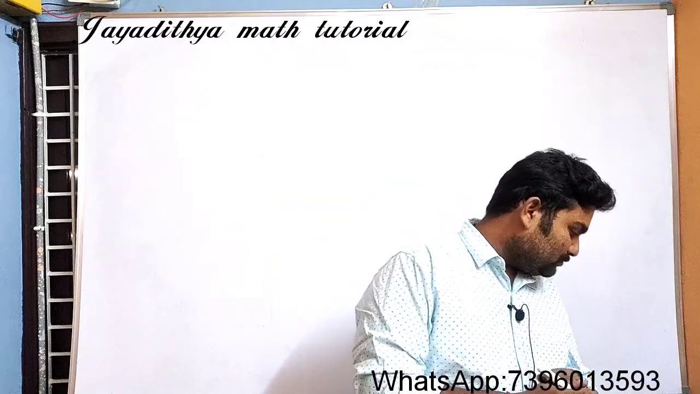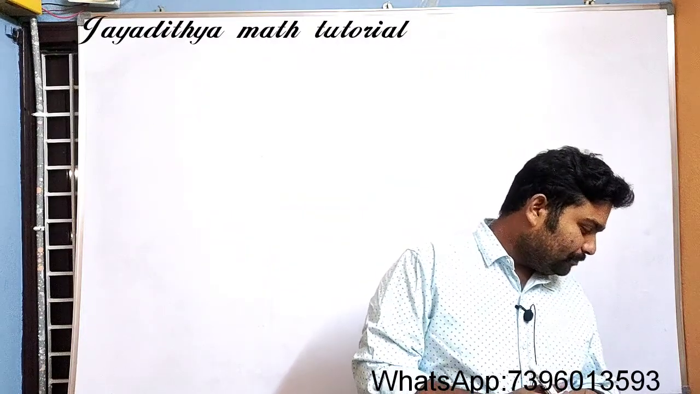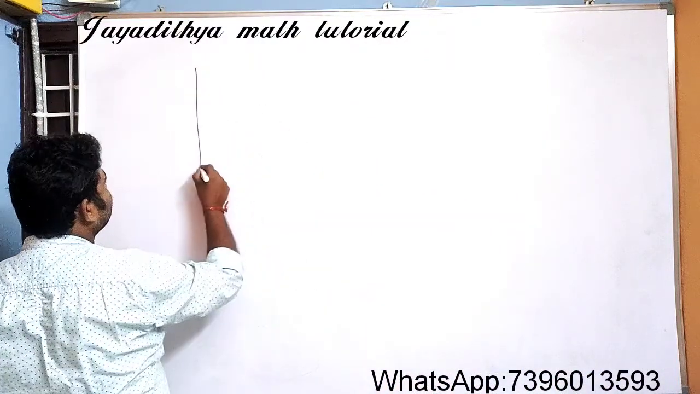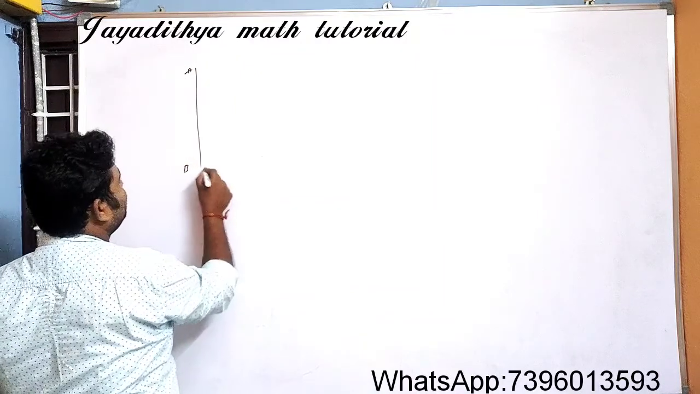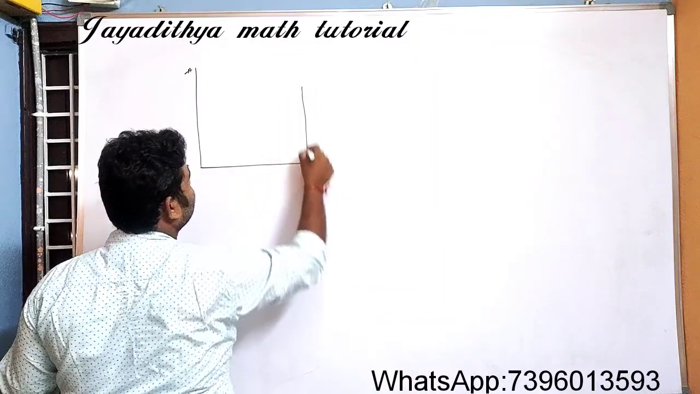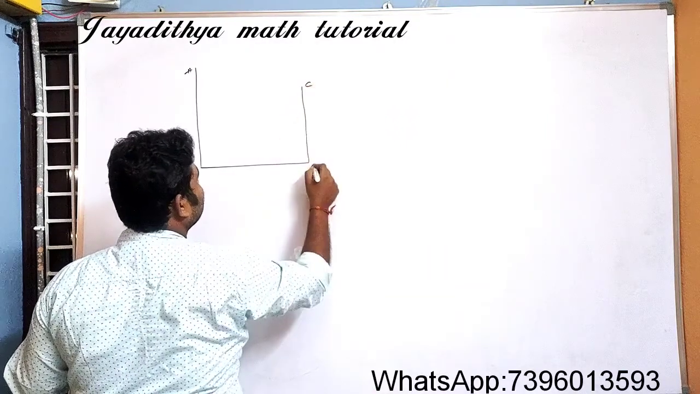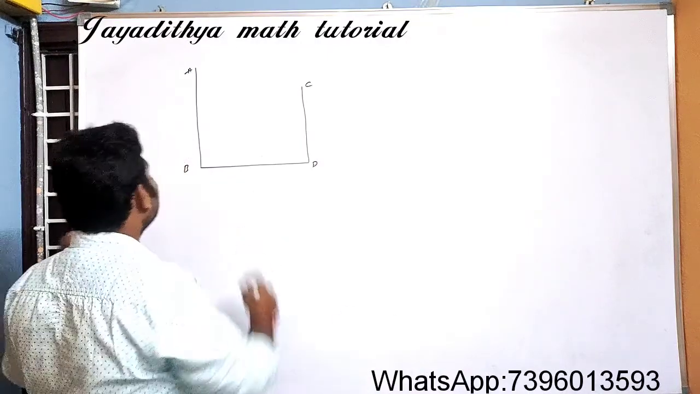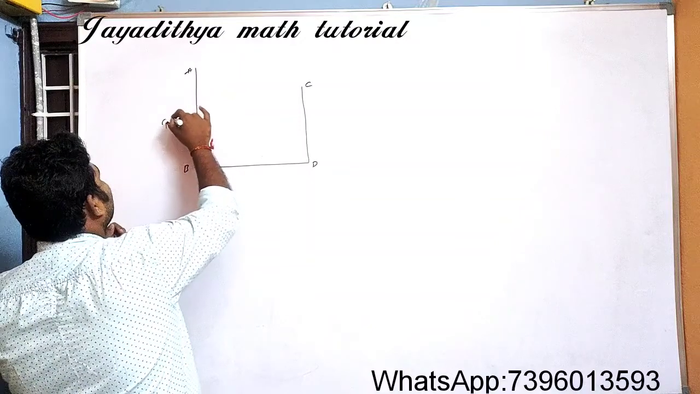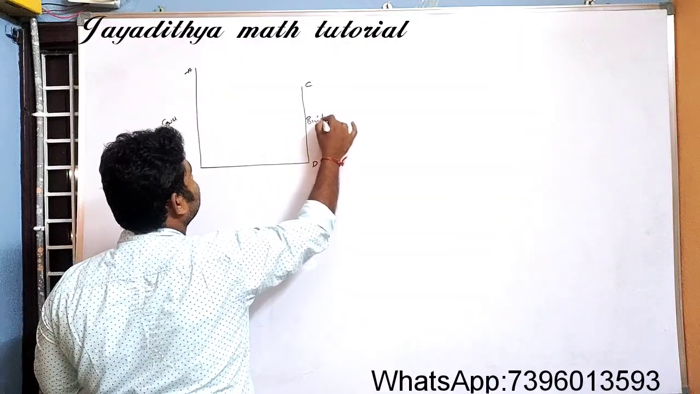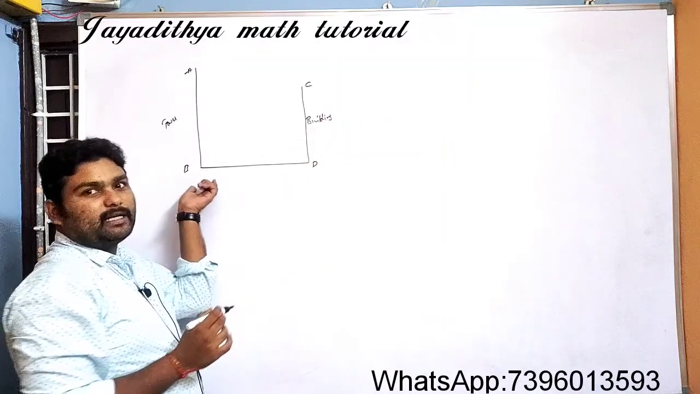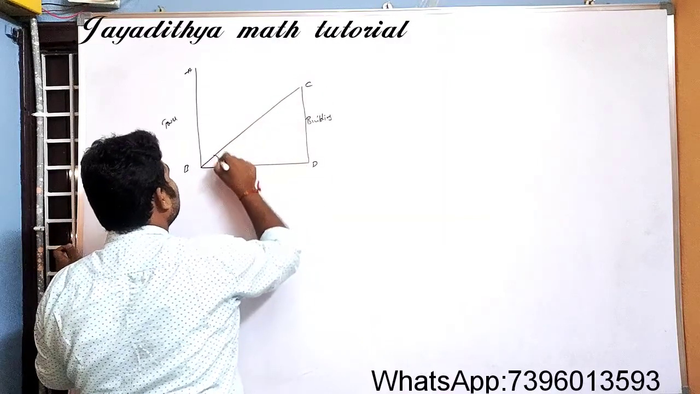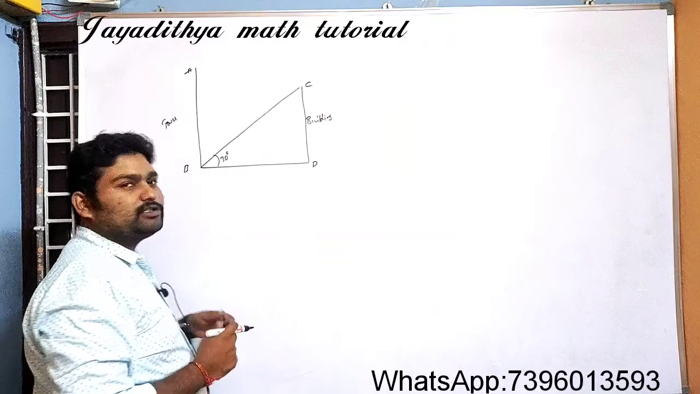So how to draw the figure for this one? Let us see. The angle of elevation of the top of a building from the foot of a tower is 30 degrees. Let us take the tower as A, B, and there is a building also. Let us take the building as C, D. So this is the tower and this is the building. From the foot of the tower, that is from the point B, the angle of elevation of the top of the building is equal to 30 degrees.